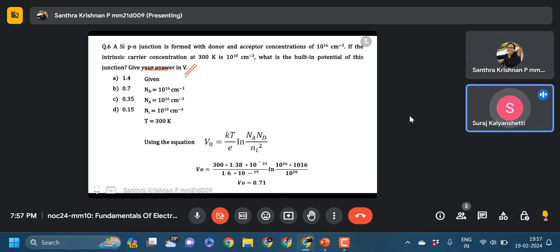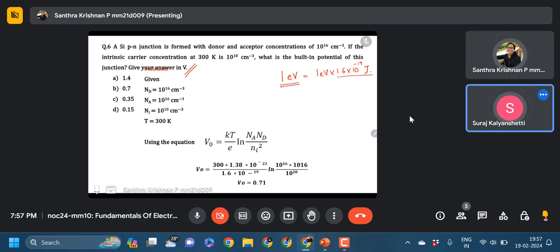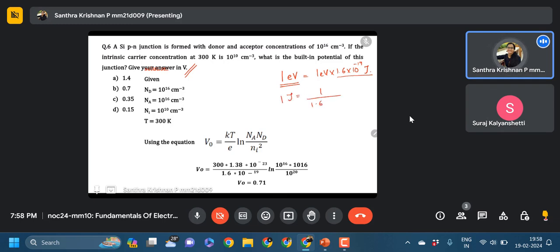Just explain this EV to joules conversion. 1.38 into 10 raised to minus 23 is joule per Kelvin, right? So 1 electron volt is 1.6 into 10 to the power minus 19 joules. If you want to do the reverse, 1 joule would be 1 by 1.6 into 10 to the power minus 19 electron volts. Okay, correct.